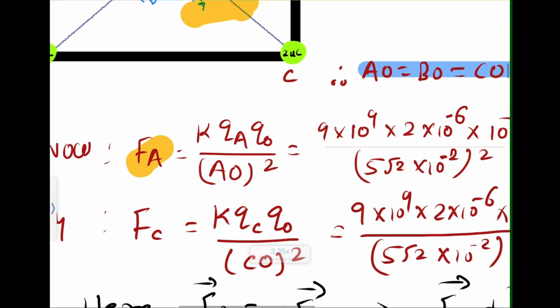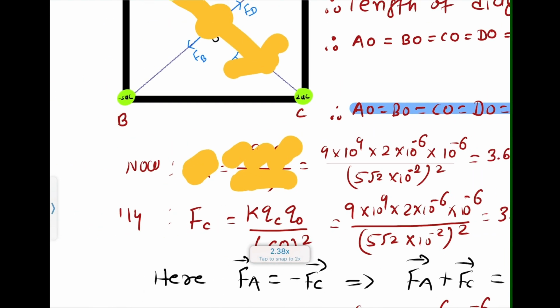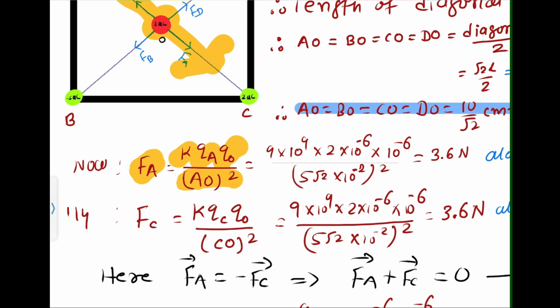So here you can see force applied by A on q naught is equal to K qA q naught, the q naught I am writing because it is the charge which is at the center, divided by AO square, where AO is our r. So I am just putting the values. K is 9 into 10 raised to 9, QA, the charge at A, is 2 into 10 raised to minus 6, the charge at the center is 10 raised to minus 6, that is 1 microcoulomb, and AO is 5 root 2 into 10 raised to minus 2, squared. So this becomes 3.6 Newton.